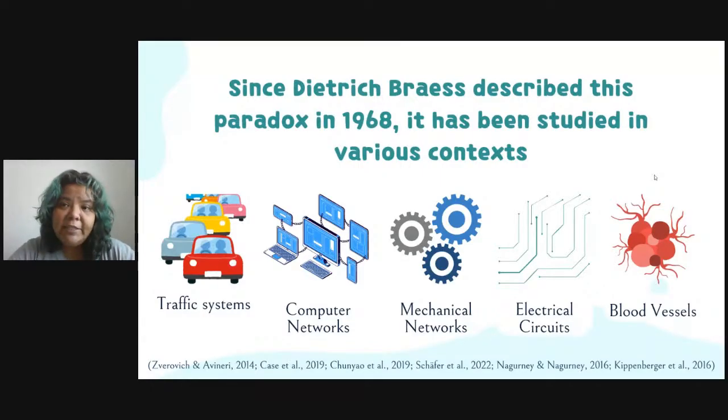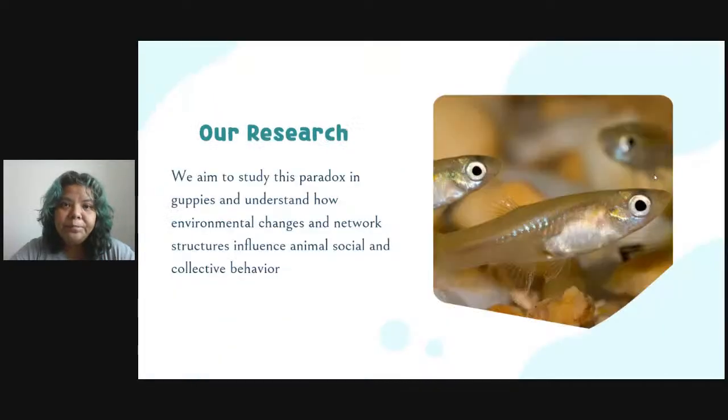Since Dietrich Braess described this paradox in 1968, it has been studied in various contexts like traffic systems, computer networks, mechanical networks, electrical circuits, and blood vessels. Our goal was to explore whether this paradox applies in a biological system, specifically in the movement of guppies. We are interested in how animals make decisions in constrained environments and whether adding more paths leads to more efficient movement or to more congestion.